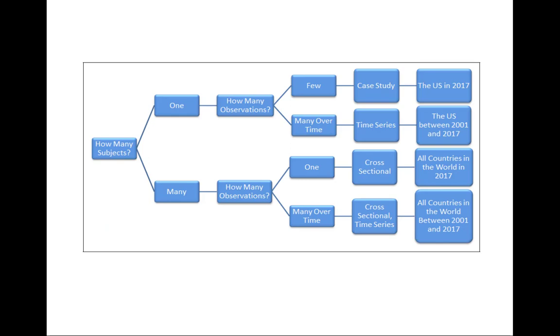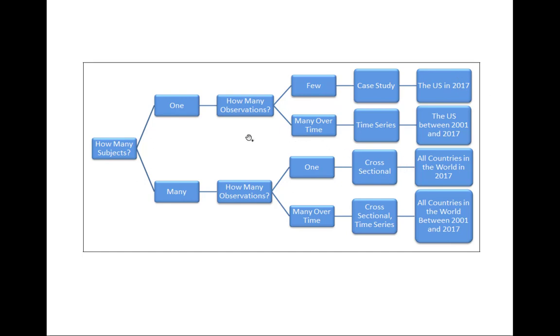This chart here can help you determine what kind of variable you have. If your variable only applies to one subject and you only have a few observations for that subject, then you have a case study. An example of this would be studying democracy in the US in 2017. There would only be one subject, the US, with a couple of observations in 2017.